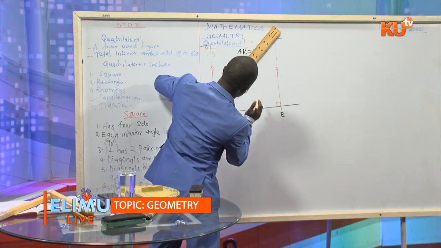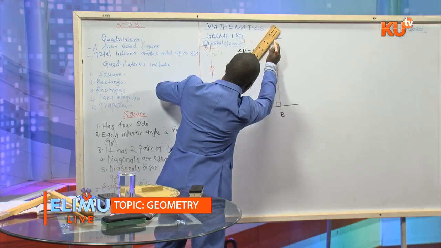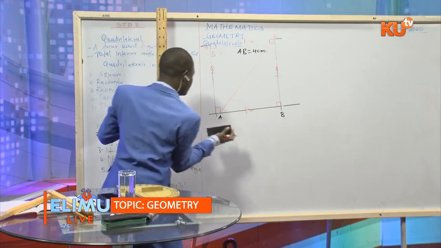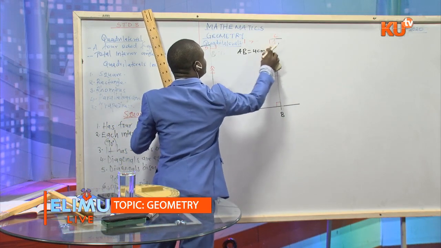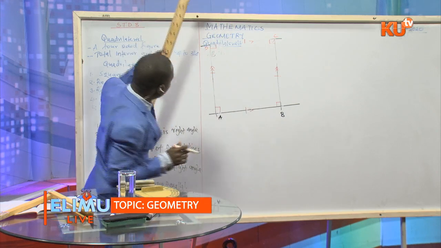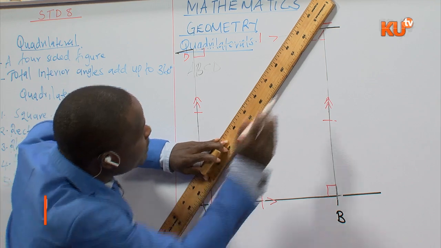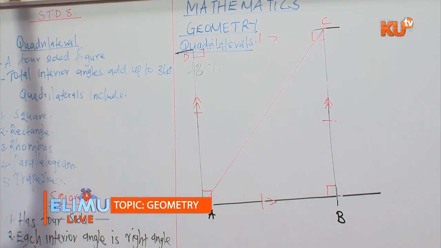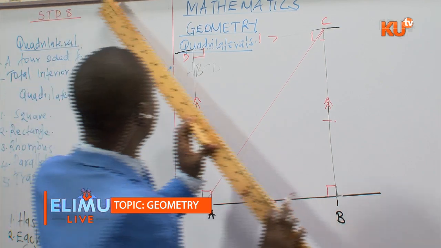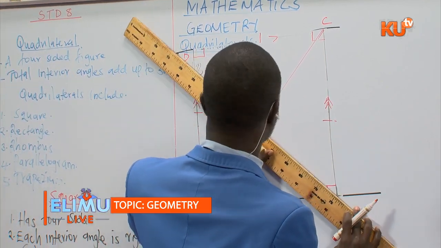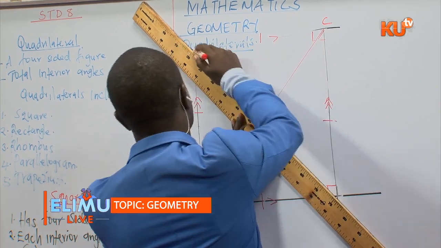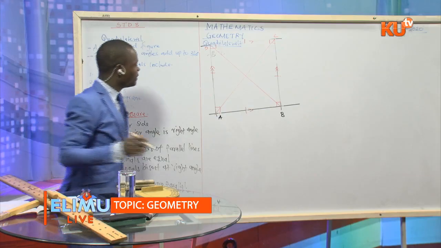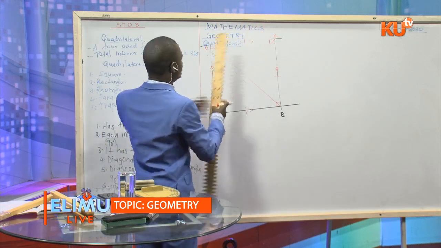line AC. And also, I want us to join line BD. So you make sure that it passes through the points. So that is a diagonal. Line AC is one of the diagonals. And we also join line BD, or these two points, like that. So these diagonals are equal if you measure.